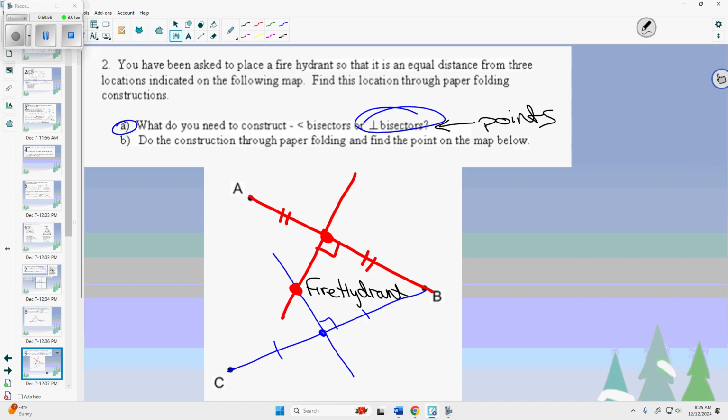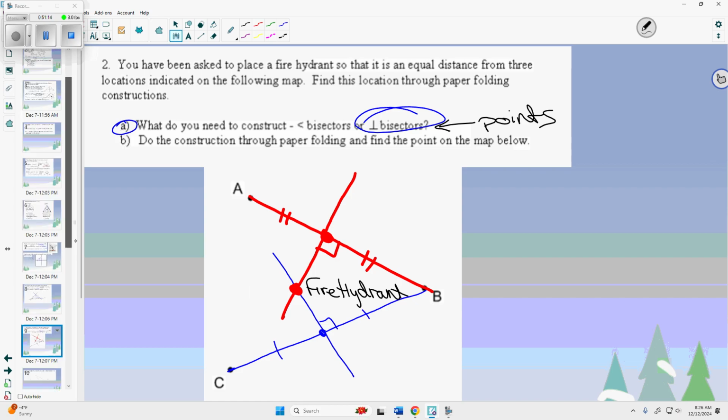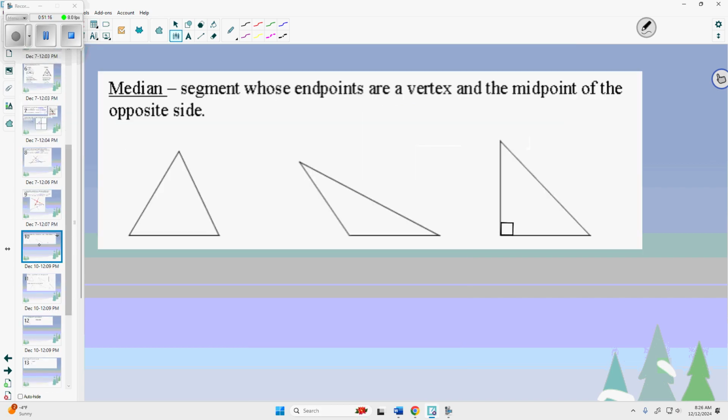All right, we have two more types of lines that are in our triangles. So far we've had angle bisectors and we've had perpendicular bisectors. Angle bisectors are concurrent at the incenter. Perpendicular bisectors are concurrent at the circumcenter. Now we have medians. A median is a segment whose endpoints are a vertex and the midpoint of the opposite side.